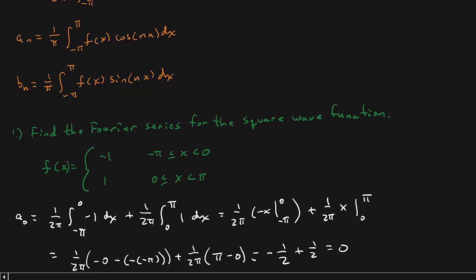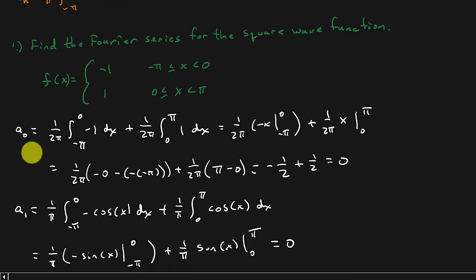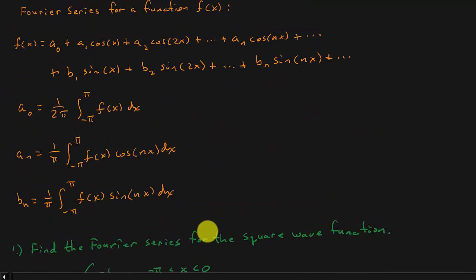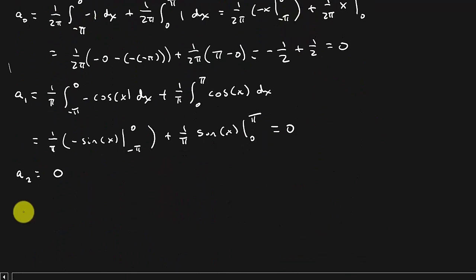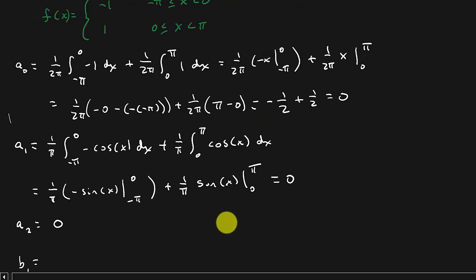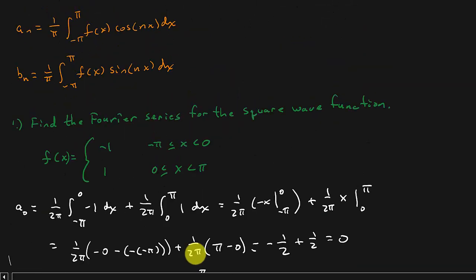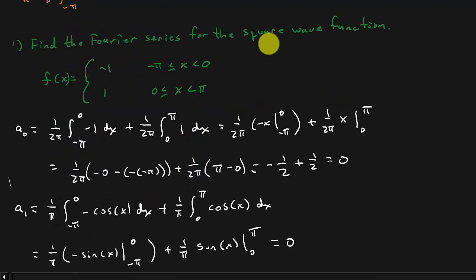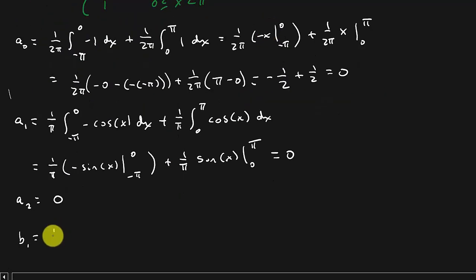All right. So anyway, I was saying that all the A terms, A1, A2, A3, those are 0, and the A0, that's 0. So now let's look at the b, the b1, b2, and so on. So let's go ahead and find b1, and it's going to be the exact same thing that we did up here, except we've got the function times sine. Okay, so we're finding b1, so that's going to be 1 over pi times the integral negative pi to 0.